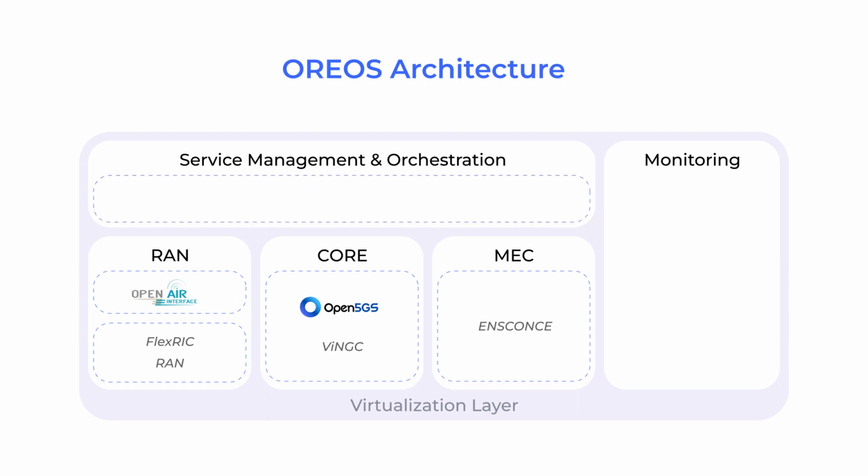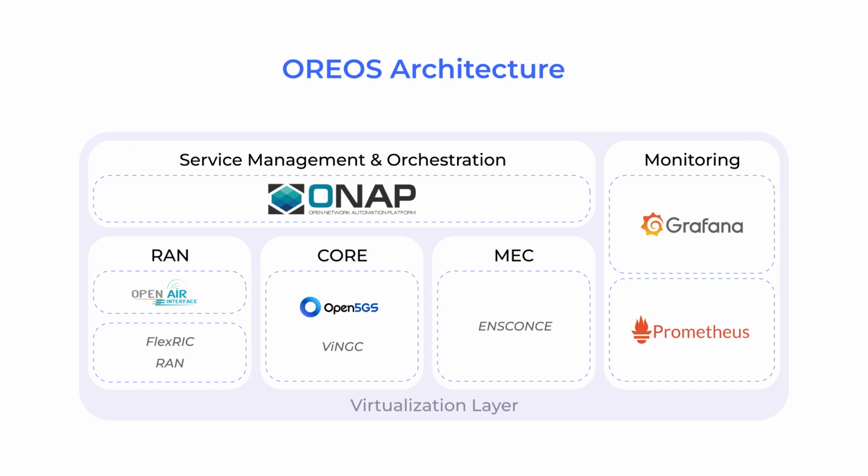The service management and orchestration component is implemented with ONAP. Since there is no native communication between FlexRIC and ONAP, a REST API has been developed to ensure connectivity and policy enforcement between FlexRIC and the orchestrator. To retrieve and analyze network metrics, Prometheus is used jointly with Grafana.